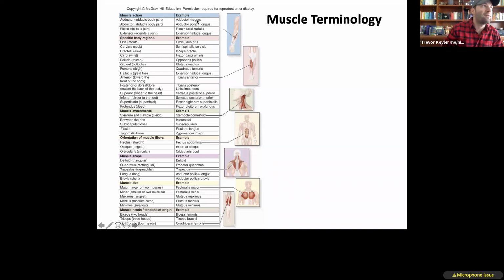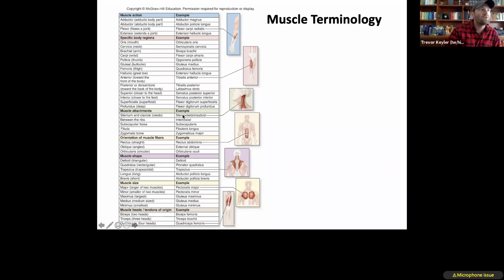So we have an adductor magnus, or specific body regions, right? We have the oris, which you'll learn today is the mouth. So there's this muscle, the orbicularis oris, which encircles the mouth, or the muscle attachment. So that would be that origin and insertion I was talking about. Some muscles are named for that.